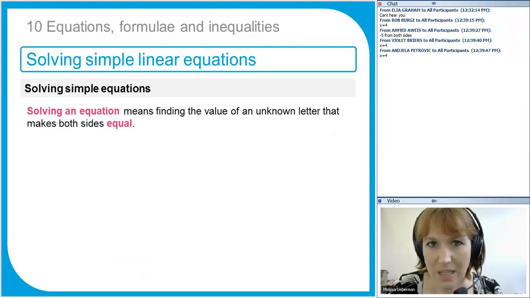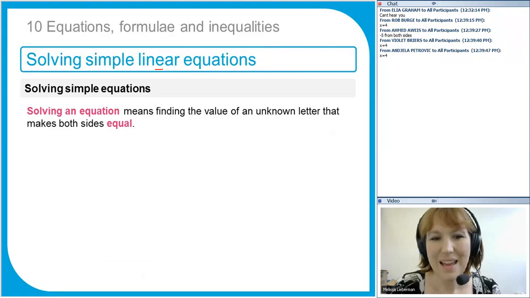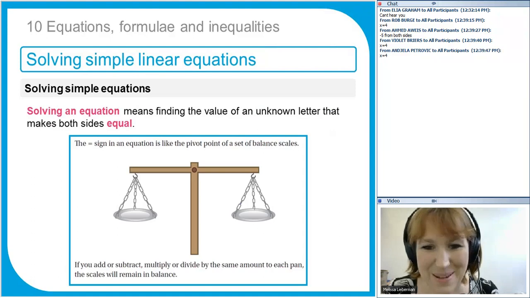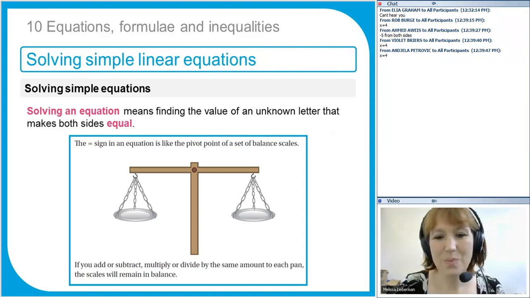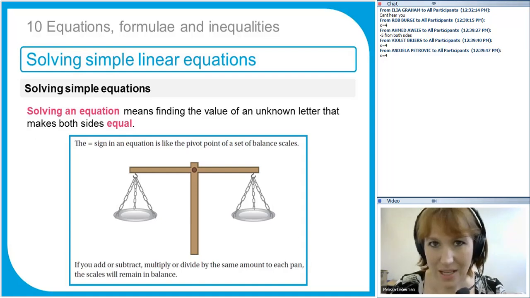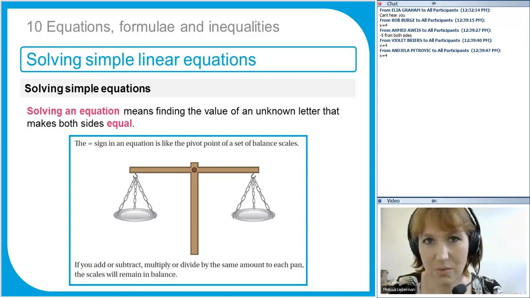So solving an equation just means finding the value of the letter that makes both sides equal, that makes it balanced, that makes the statement true, in other words. You can think of it as a pair of scales like that. I just took that picture from the textbook. So the way we normally think of an equation is whatever we do to the left-hand side, we do the same thing to the right-hand side. So if you add 2 to the left, you've got to add 2 to the right so that it still is equal in balance.